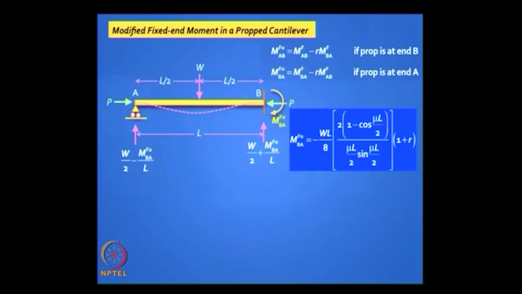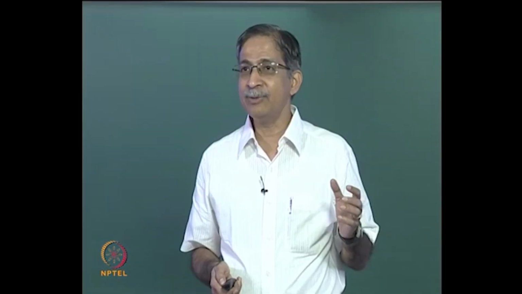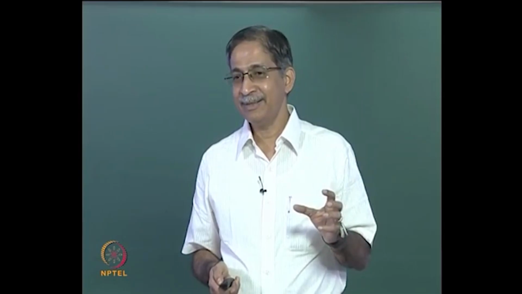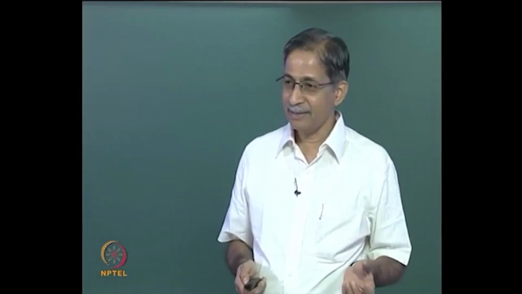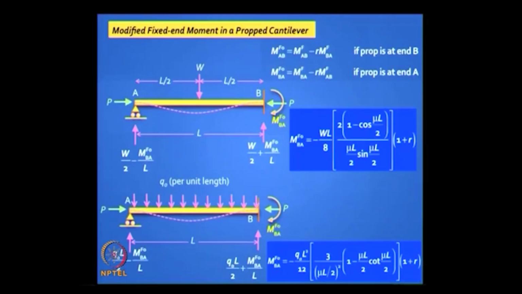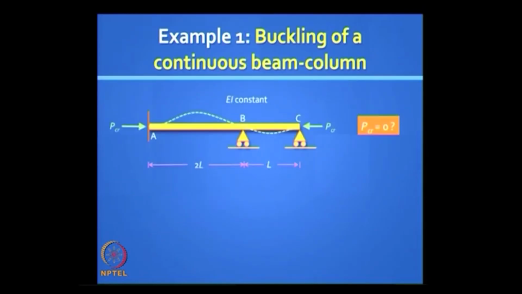If you have a propped cantilever, you have to do the correction as we did earlier. In the conventional procedure, we had to take half and pass it on to the other end, right. Here we do not take half, we take R, because R is the carryover factor. So you have to do something similar and you can work out those expressions, okay, in case you need to invoke these. Now let us do some problems.